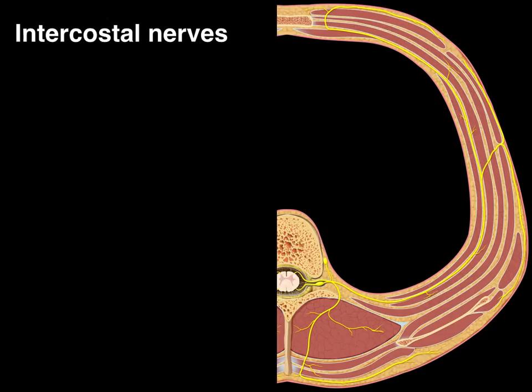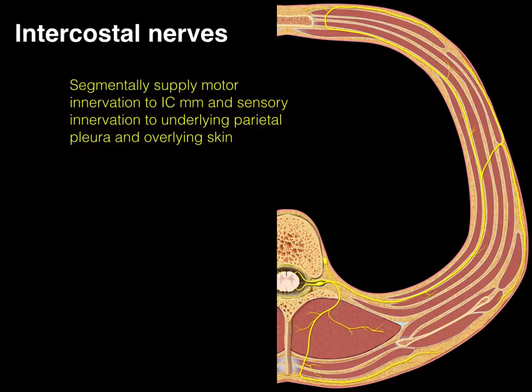So to do this, we have a cross section through the thoracic wall, and we're looking at what intercostal nerves are. Basically, this is what we need to know. Intercostal nerves segmentally supply motor innervation to intercostal muscles and sensory innervation to underlying parietal pleura and overlying skin.